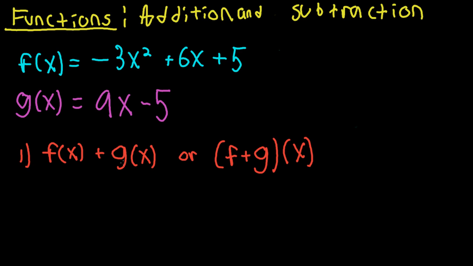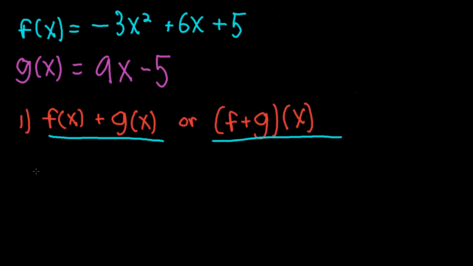These two different notations we see here and here, they mean the same thing. They're asking you for the same process. They're saying add f of x and g of x. Alright, so let's get started. Here is how I go about it.